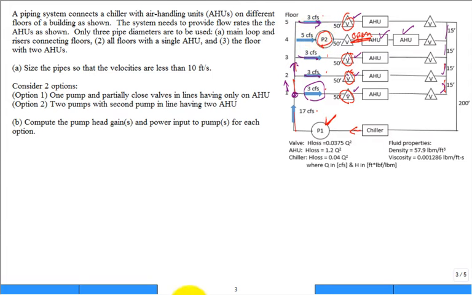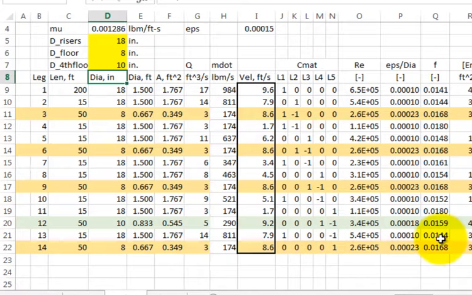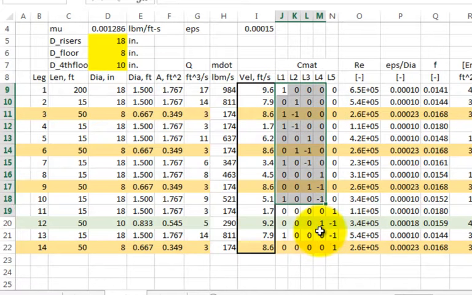Let's go to the Excel code. This is where it gets ugly, right? So we identified loops and we put in a connection matrix. I think you're pretty well familiar with that. How are we going to use that? For the Kirchhoff's head law. Head drops through the loop.